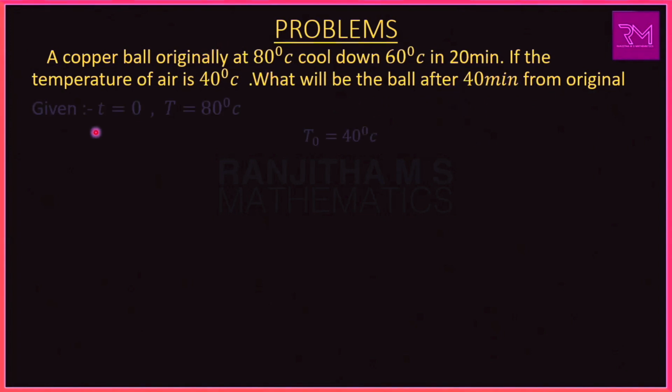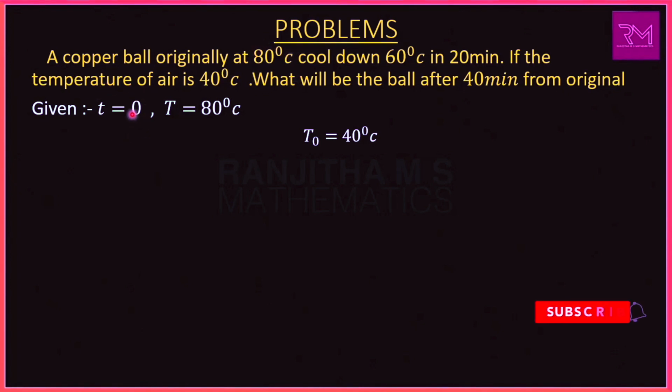Here, first take the given data. They have mentioned the copper ball originally at 80 degrees Celsius. That means at t equal to 0, the temperature of the copper ball is 80 degrees Celsius. Here they have mentioned the temperature of air is 40 degrees Celsius. That is, the temperature of air we can take as T0. T0 is the temperature of air, which is 40 degrees Celsius.